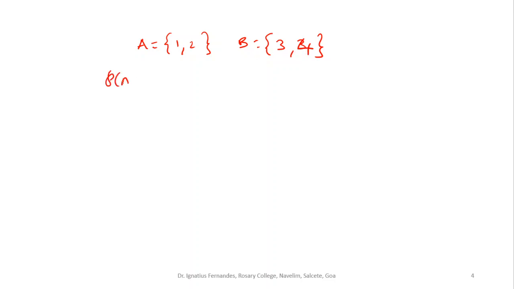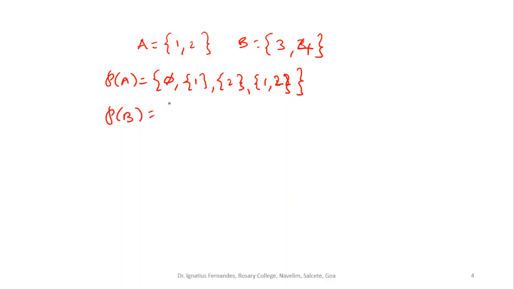What will be power set of A? Power set of A will be all the subsets of A: the null set, the set containing 1, the set containing 2, and the set containing 1, 2. The same way, what will be power set of B? Power set of B is all the subsets of B: the empty set, the set containing 3, the set containing 4, and the set containing 3, 4.